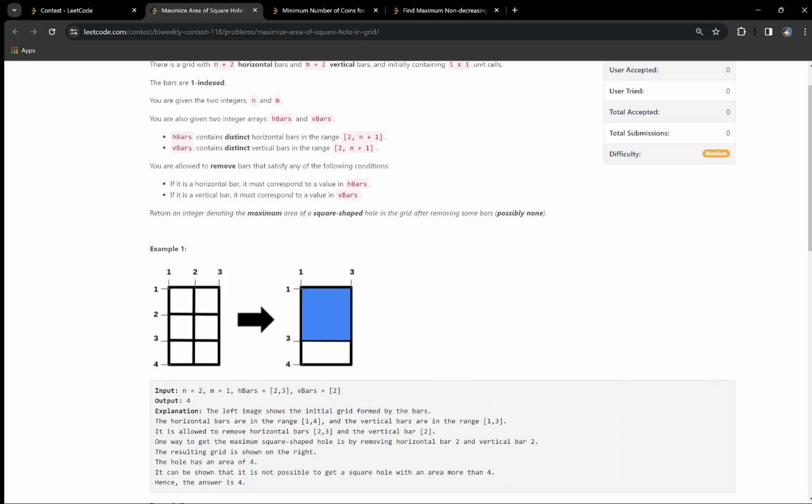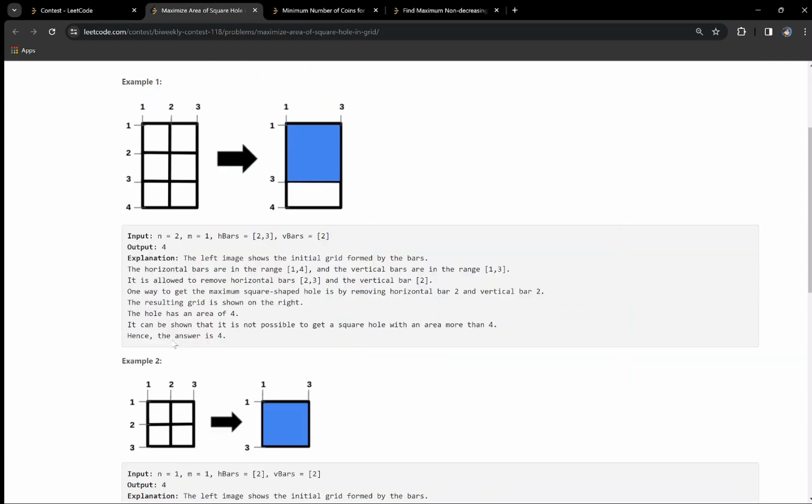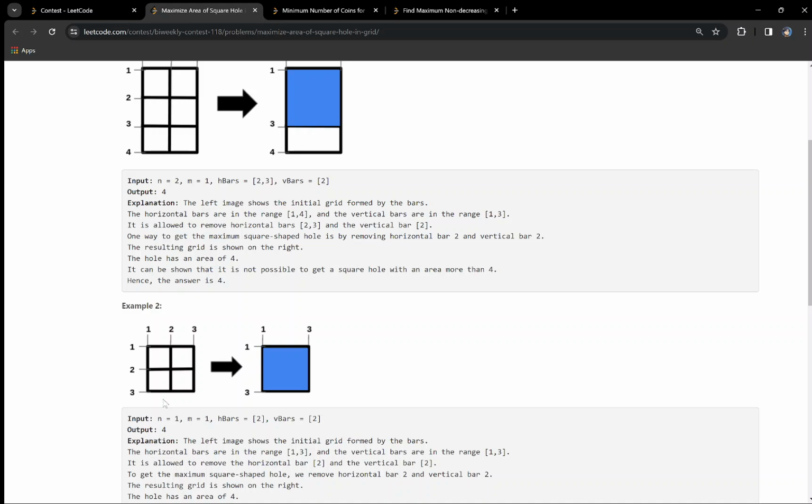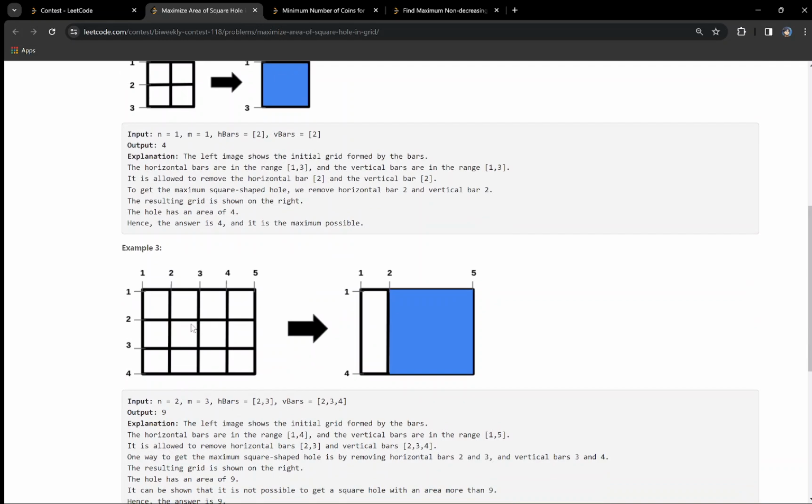The left image shows the initial grid formed by the bars. The horizontal bars are in the range 1 to 4 and vertical bars in the range 1 to 3. It is allowed to remove horizontal bars 2, 3 and vertical bar 2. So we can remove these two horizontal or this vertical. One way to get the maximum square-shaped hole is by removing horizontal bar 2 and vertical bar 2. Okay, so here we can remove this and this. Here we can remove 2, 3.